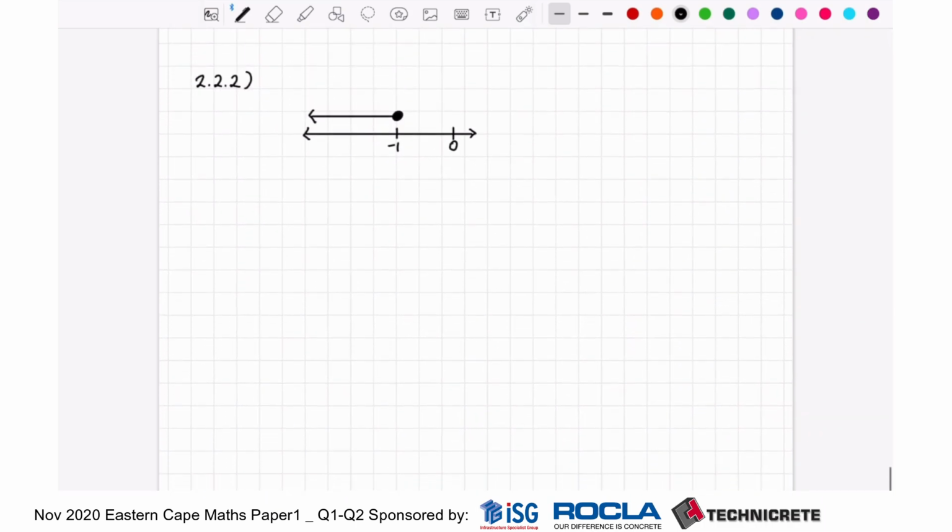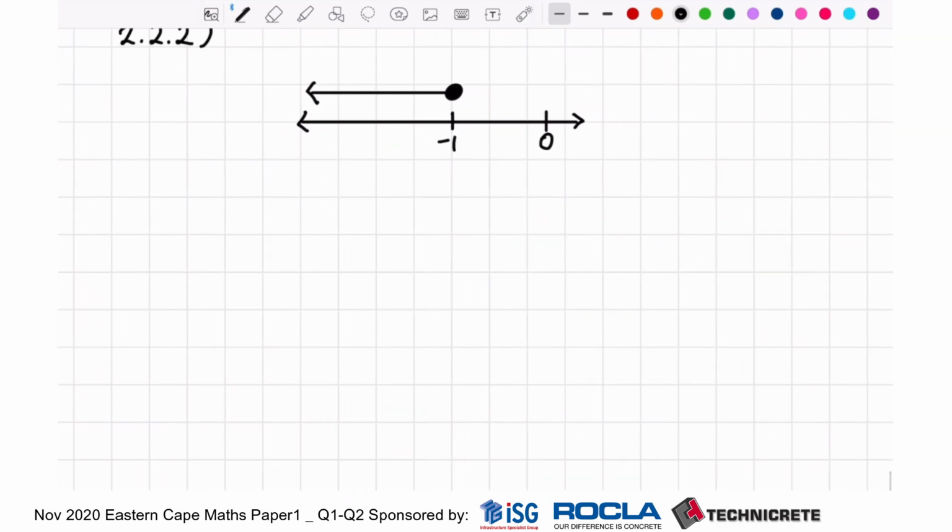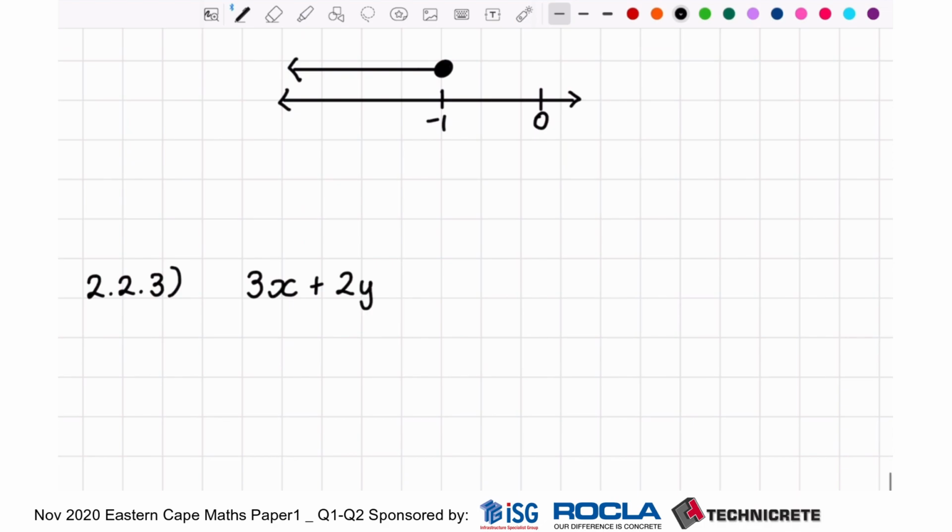And then for 2.2.3, we are given a set of equations. The first one was 3x plus 2y is equal to 13. And then the second one was 3x is equal to 2 minus y. And we are asked to solve simultaneously.